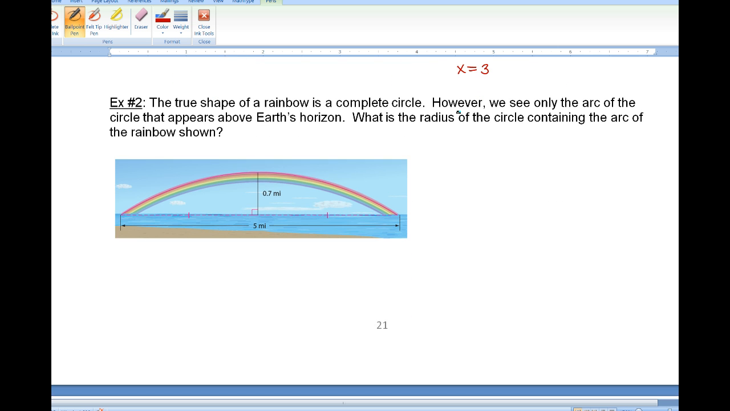Okay, so in example 2, the true shape of a rainbow is a complete circle. However, we see only the arc of the circle that appears above Earth's horizon. What is the radius of the circle containing the arc of the rainbow shown? We have to find the radius of the circle. We have to draw a circle.